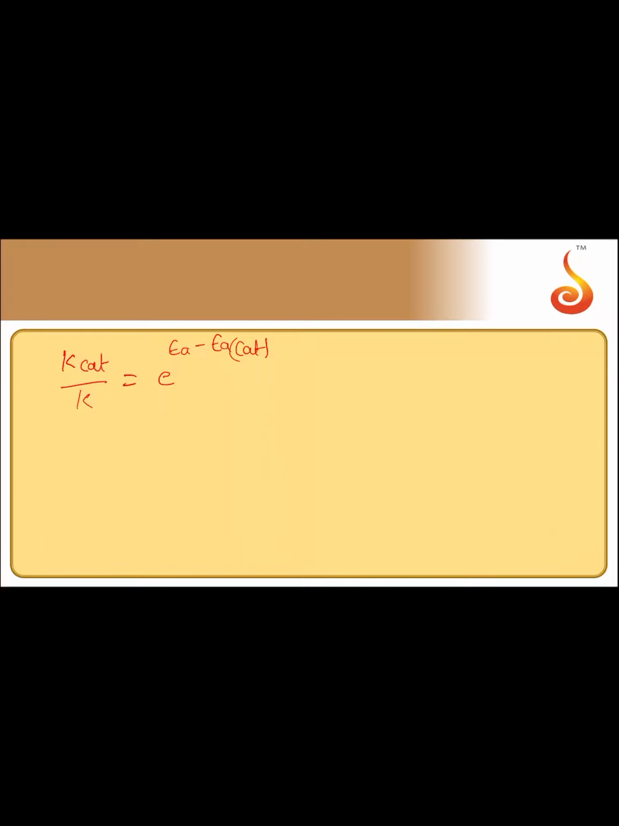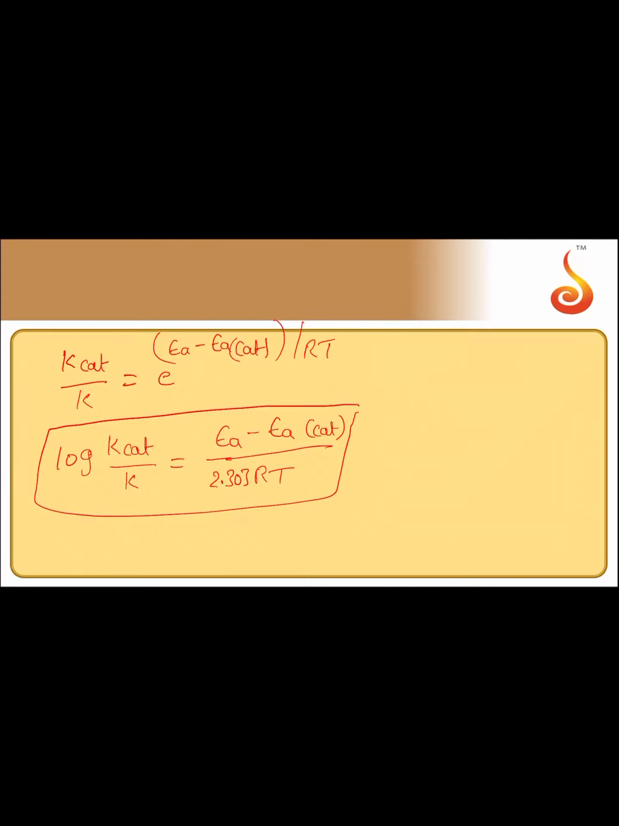by RT. If we apply the logarithm on both sides, we will get the equation log k catalyst by k is equal to Ea minus Ea catalyst by RT. Here, when we consider logarithm, we should consider that as 2.303. That is one equation.